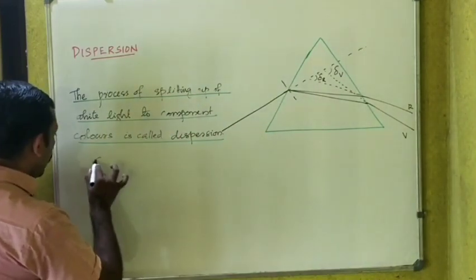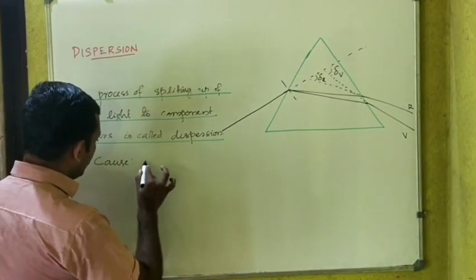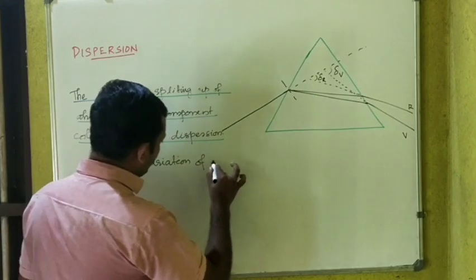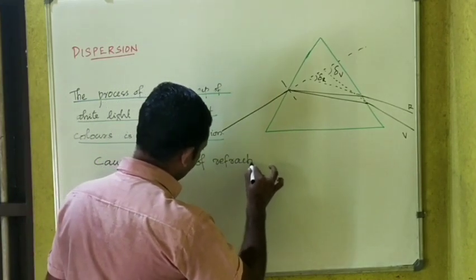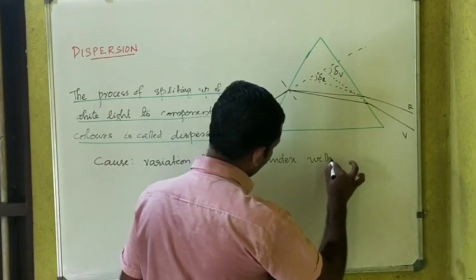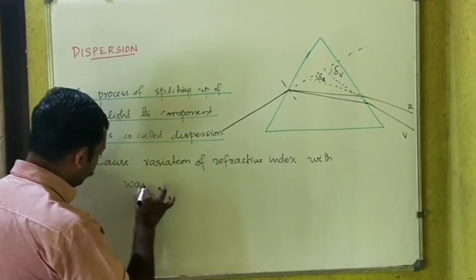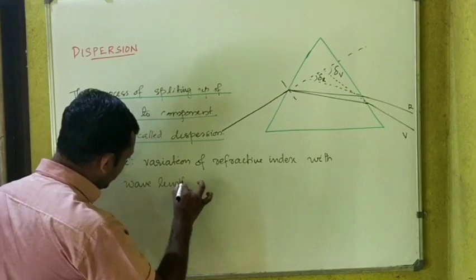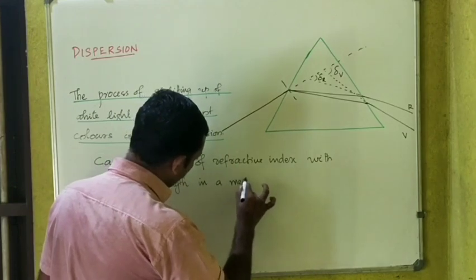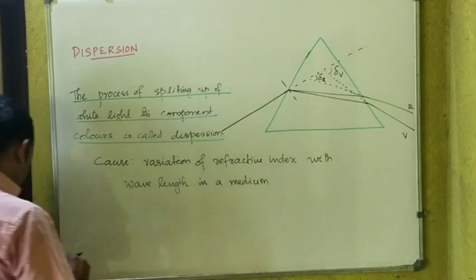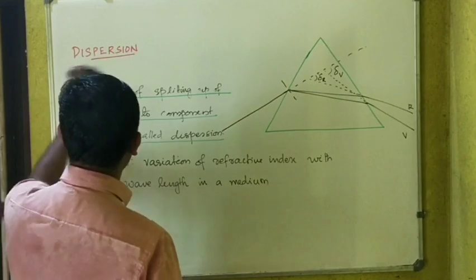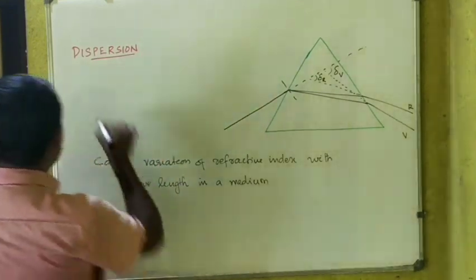Now the question, what is the cause of dispersion? Let me tell you, the cause of dispersion is the variation of refractive index with wavelength in a medium, which is given by what is called Cauchy's relation.